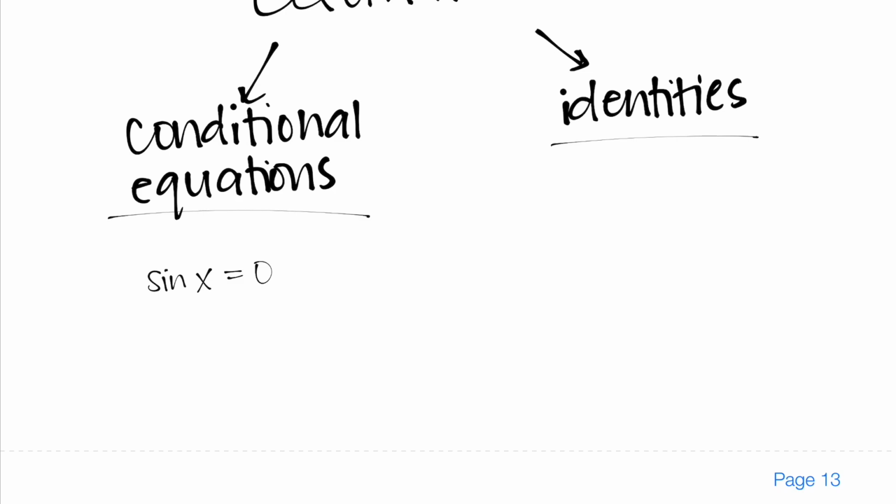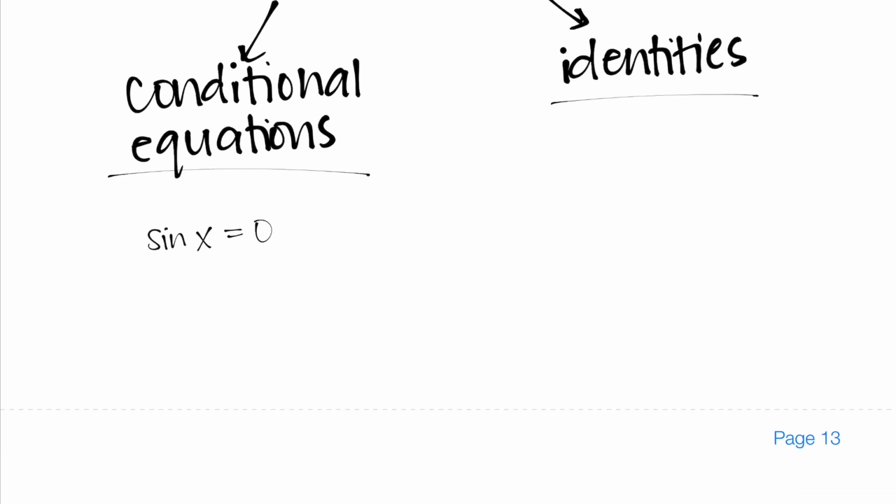Now, this looks like your typical equation where one side of the equal sign is equal to something else on the other side of the equal sign, but this is a conditional statement because sine of x is equal to 0 only when x is some multiple of pi. So this is only true when x is equal to pi or 2 pi or 3 pi or 4 pi or any continuous multiple of pi from here on out.